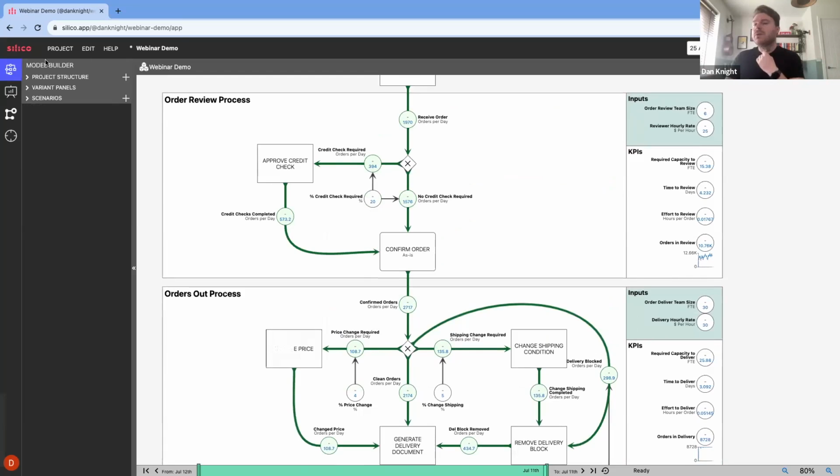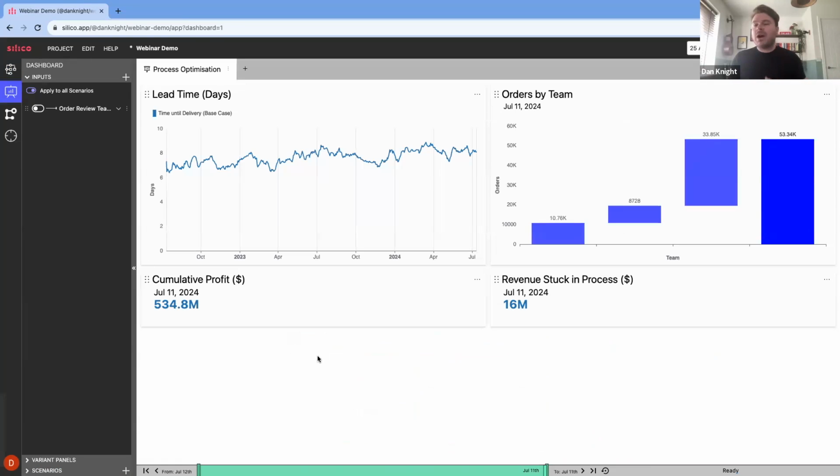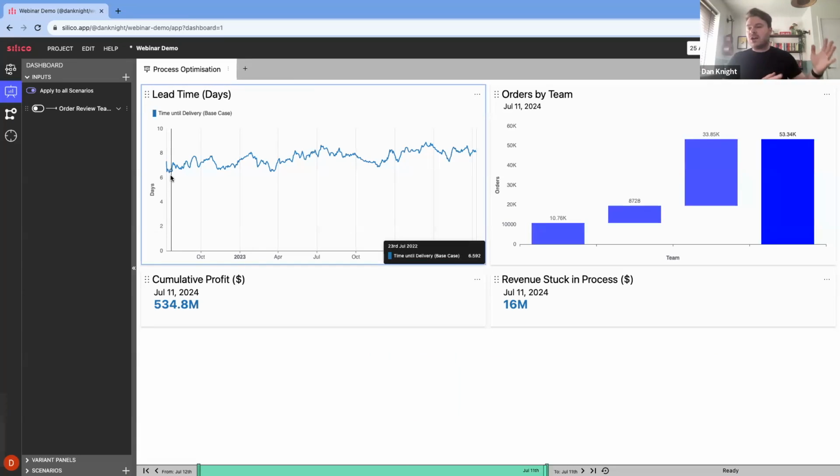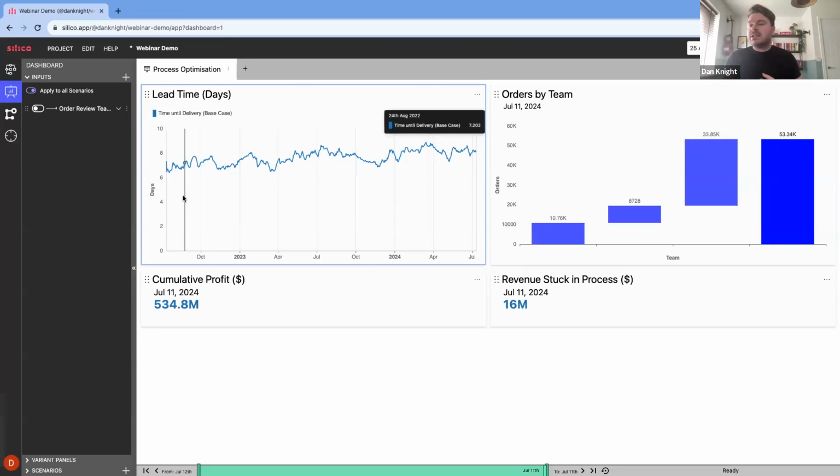So we can head over to Silico's dashboard here. What I've done is taken a few high-level KPIs for us to review today. The first one we're going to look at is our lead time for the order. Right here, we have a visual, and it's taken the historic data of the lead time and simulated it forward so we can get an idea of what our lead time is going to be.